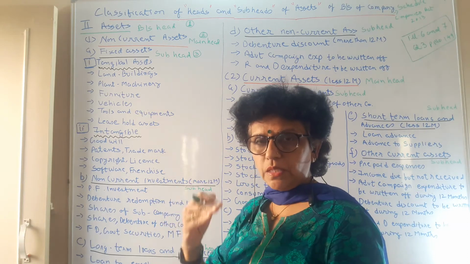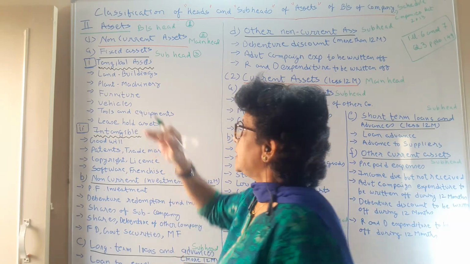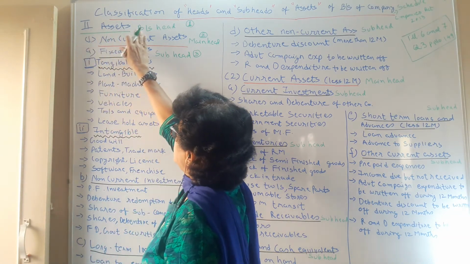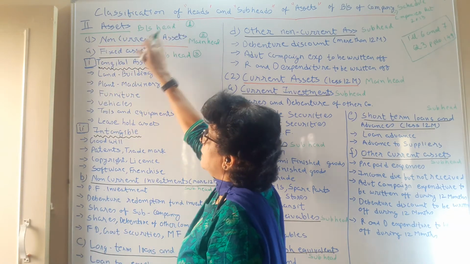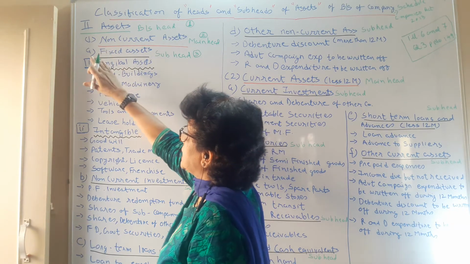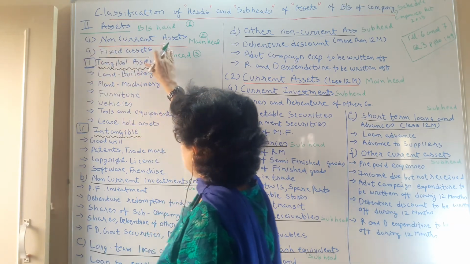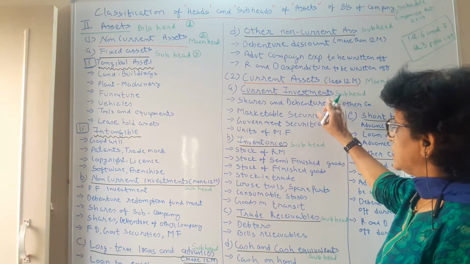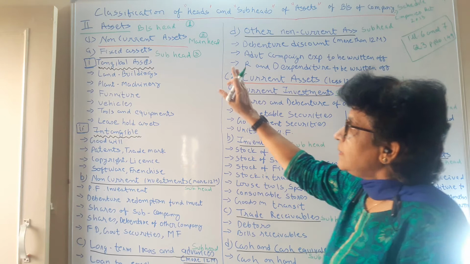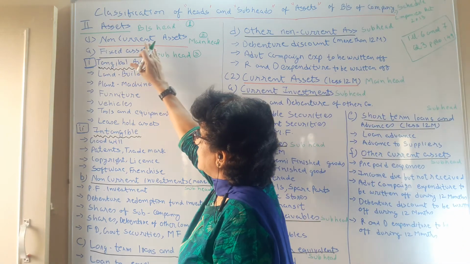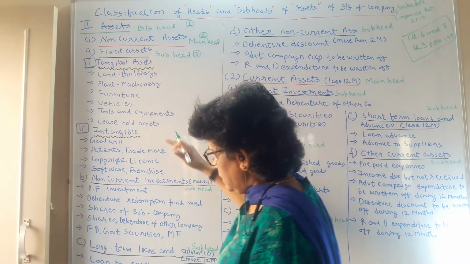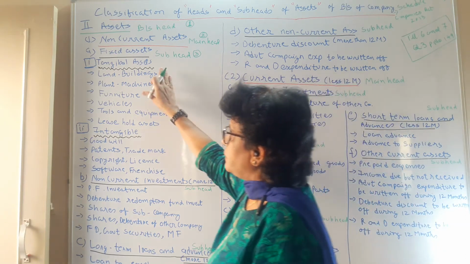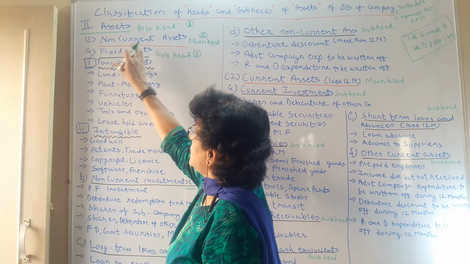So today we do the balance sheet asset side. The second column, the asset side, is known as a balance sheet head. In that we have two sections: one is the non-current asset and the other is the current assets. In the non-current asset, we have further subsections. Four subsections are there. First we see the non-current asset.